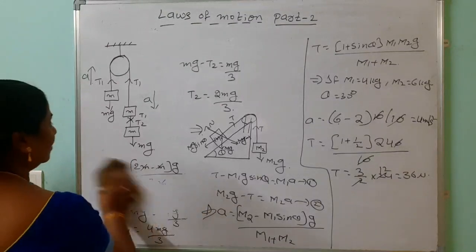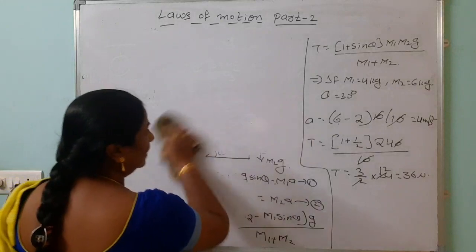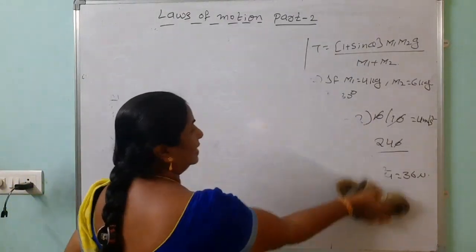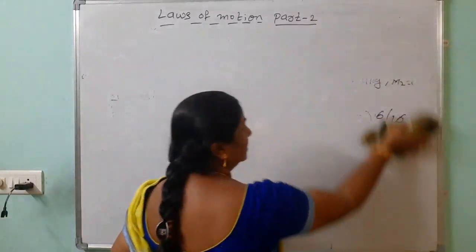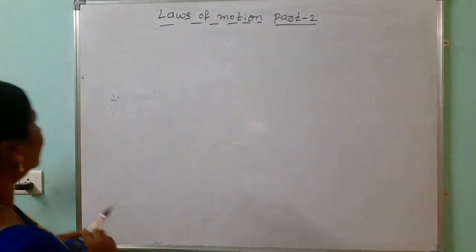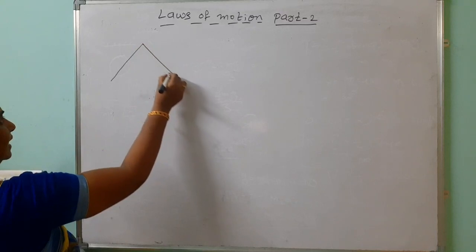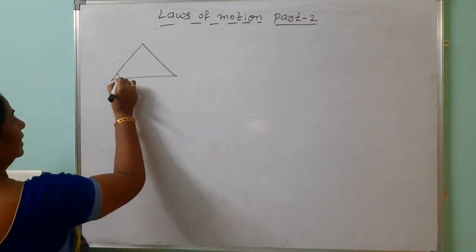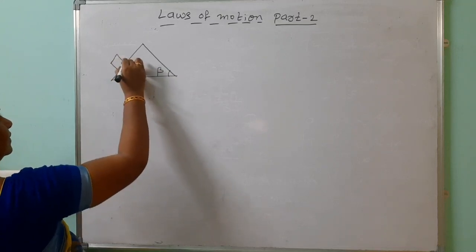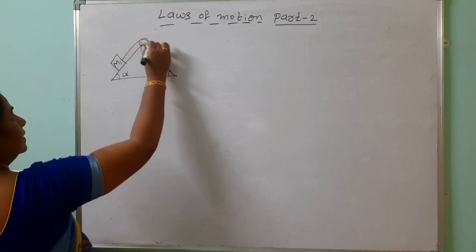And one more case we are going to discuss, that is we are taking two inclined planes, not a single inclined plane. One makes an angle of inclination alpha, another one makes an angle of inclination beta. How we are taking? Look here. We are taking two inclined planes. One is alpha, another one is beta, this is M1, this is M2.